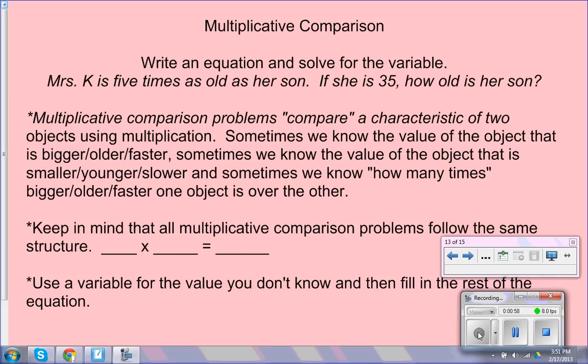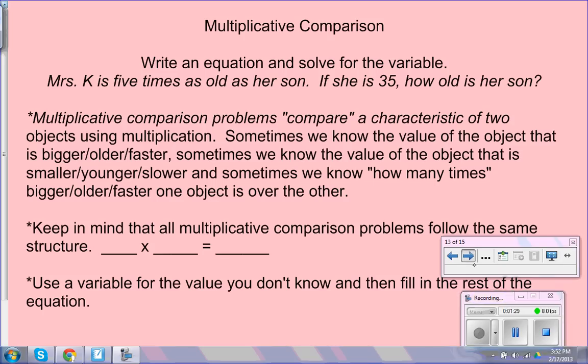Keep in mind that all multiplicative comparison problems follow the same structure. Something times something gives you something else. We use a variable for the value we don't know, and then we fill in the rest of the equation. It's important to understand that often we use division to solve the equations, but we actually have to write the equation using multiplication because that's true to the language of the problem.